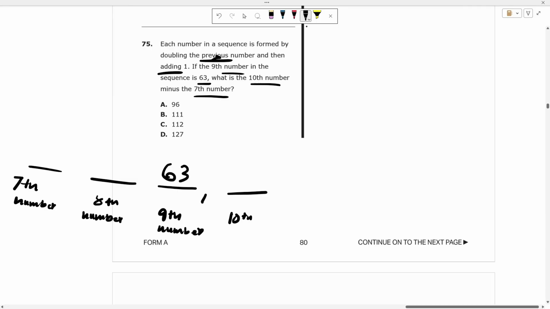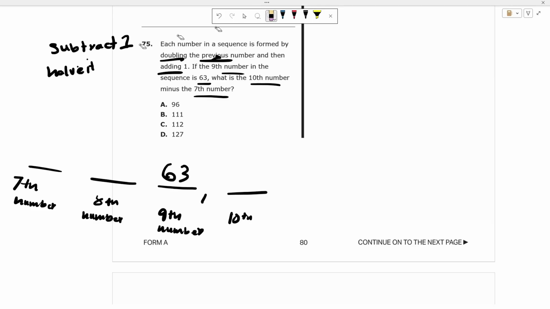Okay, so how can we go about this? How can we find this? All you can do is just go in reverse. So if the first thing we did was double and then add 1, how about we find the opposite of that? Well, what's the opposite of adding? It's subtracting. So let's subtract 1. And then what's the opposite of doubling? Well, let's halve it, or divide it by 2 in this case, right?